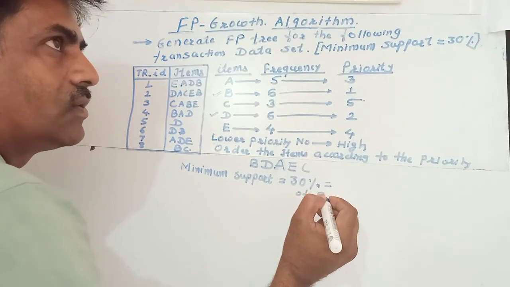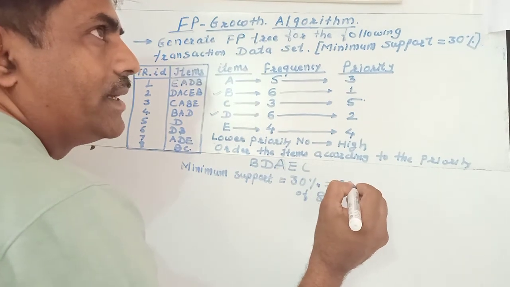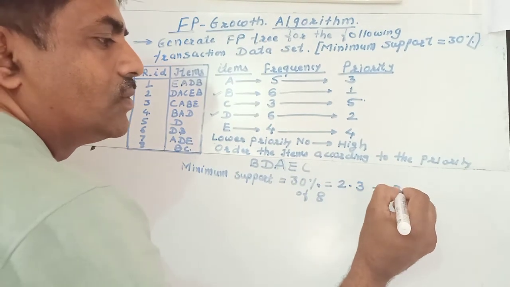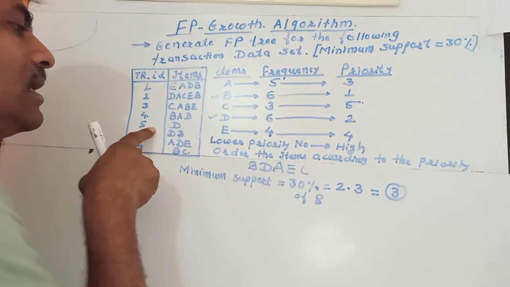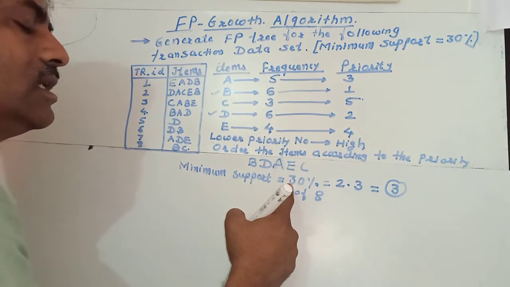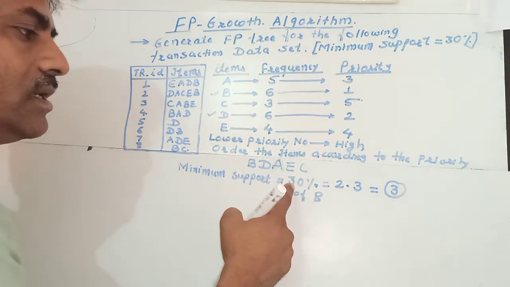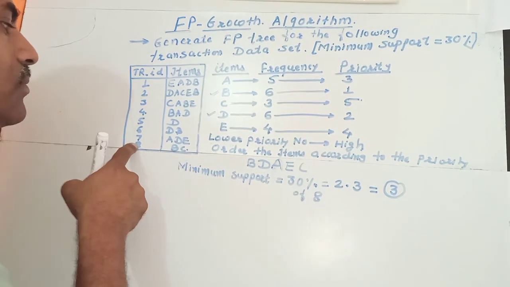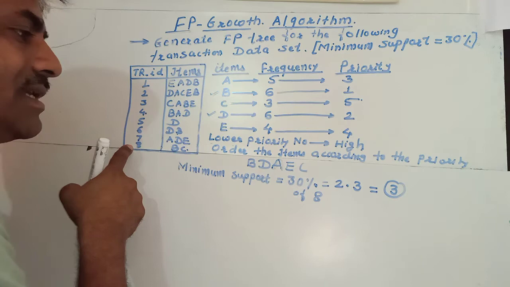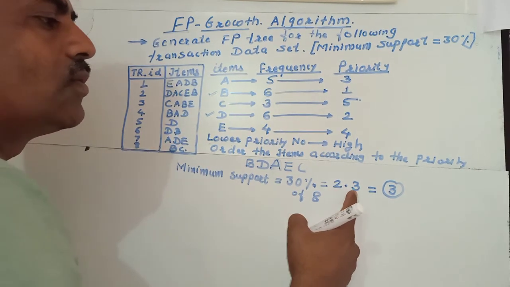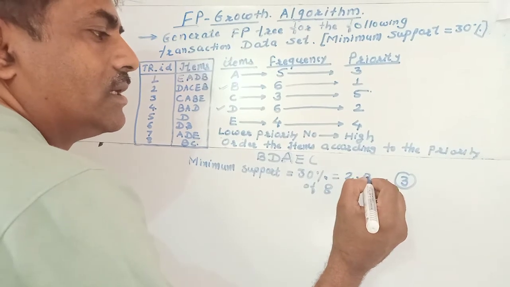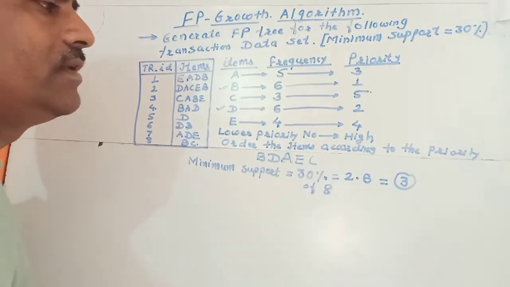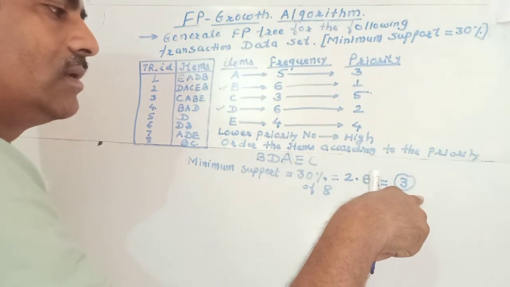that comes out to be 2.3, we will round it to 3. So minimum support for this data set is 30% of 8, as the total number of records present in the data set is 8. So that comes out to be 2.4, and we have rounded it to 3, right?